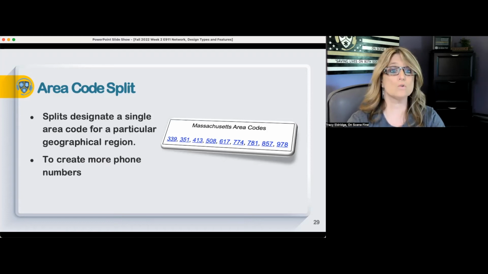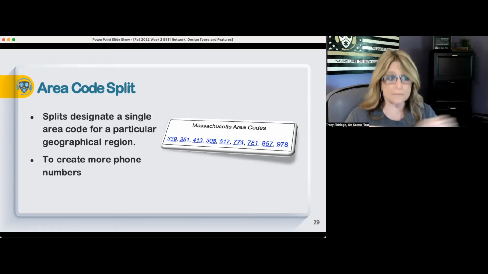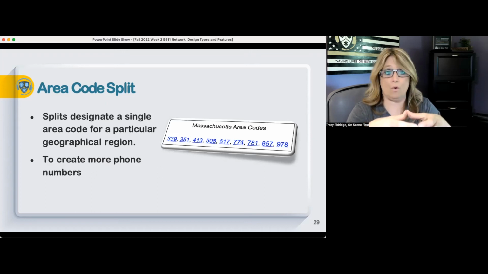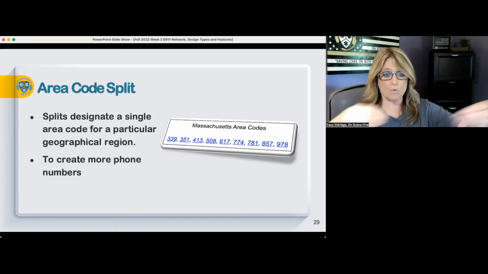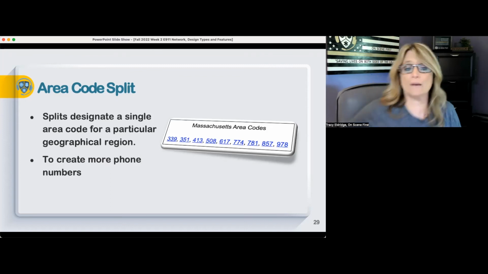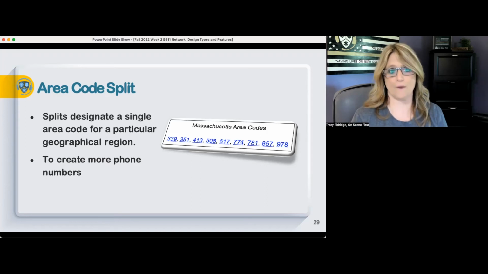Okay, so an area code split means they're splitting, just like splitting an atom, right? You have an atom. So say the 508 area code is in 5 counties. If they're going to split the atom, if they're going to split the area code, they're going to separate parts out, and they're going to assign new area codes. So you may have the same exchange, but now you have a different area code. Does that make sense?